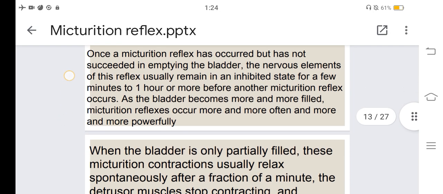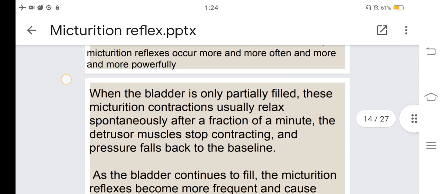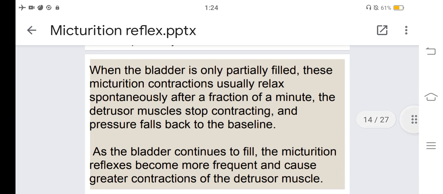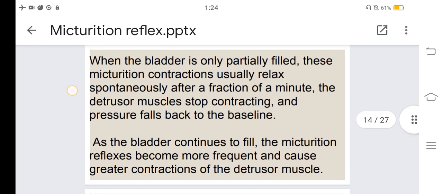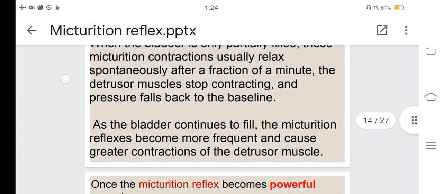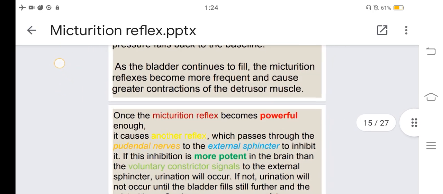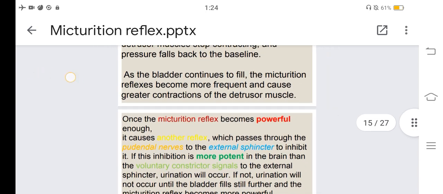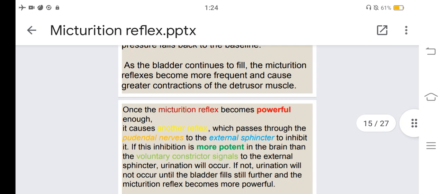As the bladder becomes more and more filled, the micturition reflex occurs more and more often and more powerfully. When the bladder is only partially filled, these micturition contractions usually relax spontaneously after a fraction of a minute. The detrusor muscles stop contracting and pressure falls back to the baseline. Then, as the bladder continues to fill, the micturition reflex becomes more frequent and causes greater contractions of the detrusor muscle.